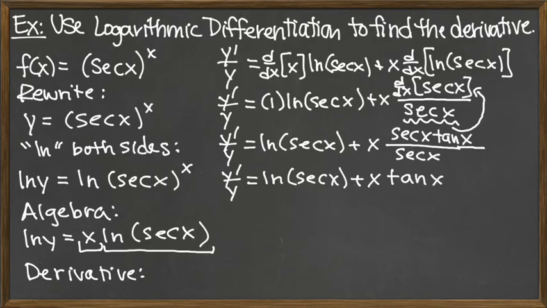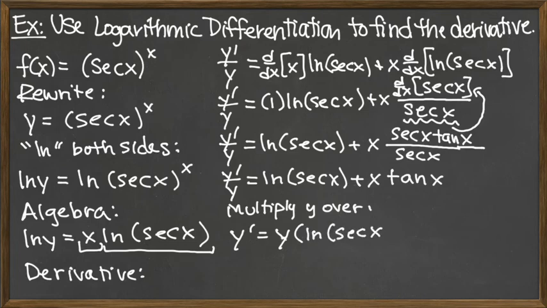So to finish off the problem, we need to isolate the y prime. So we've got y prime. What we're doing here is the step that we always do. We multiply over the y. So we multiply both sides by y, leaving us with y prime on the left-hand side is equal to y times, and you need the parentheses here because it's multiple terms added, natural log of secant of x plus x tangent of x.